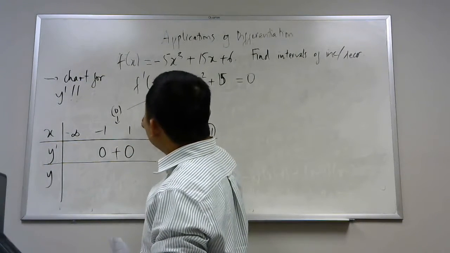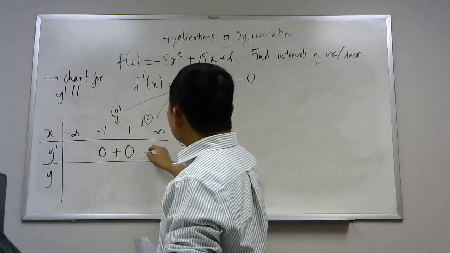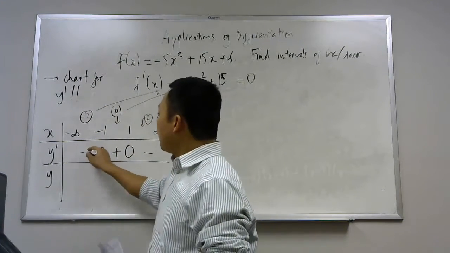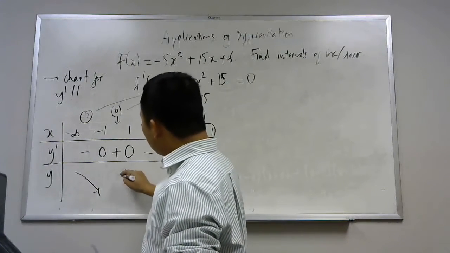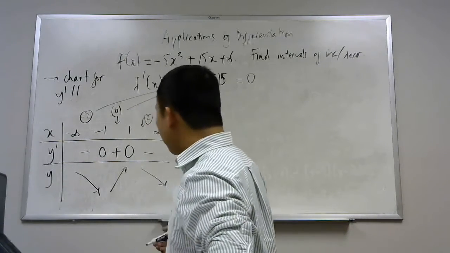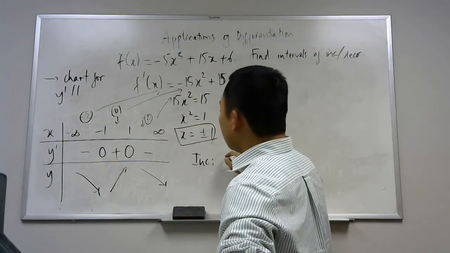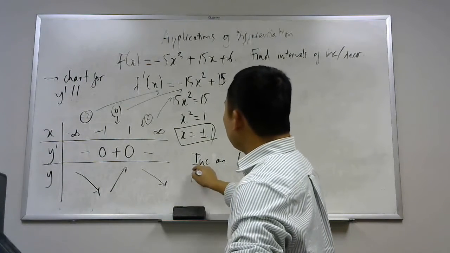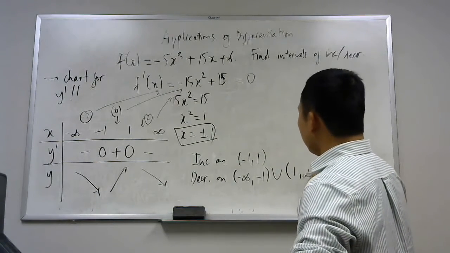Here I can pick 2, and I plug into the derivative. I get negative. And here I pick negative 2, I plug into the derivative, I get negative. So negative means decreasing, positive means increasing, and decreasing. And you can write, actually, the function is increasing on only negative 1 to 1, right? And decreasing on negative infinity to negative 1 union with 1 to infinity.